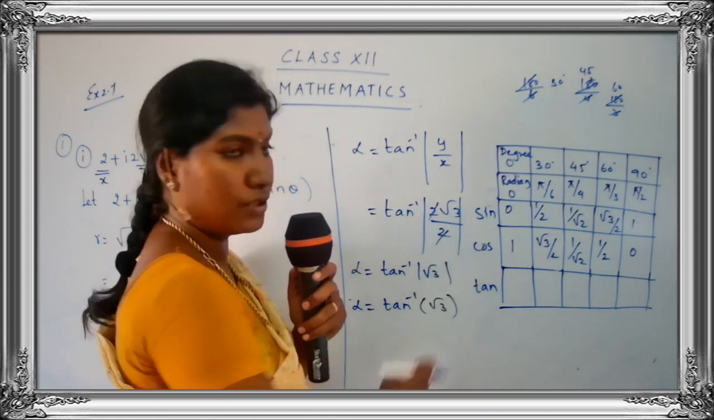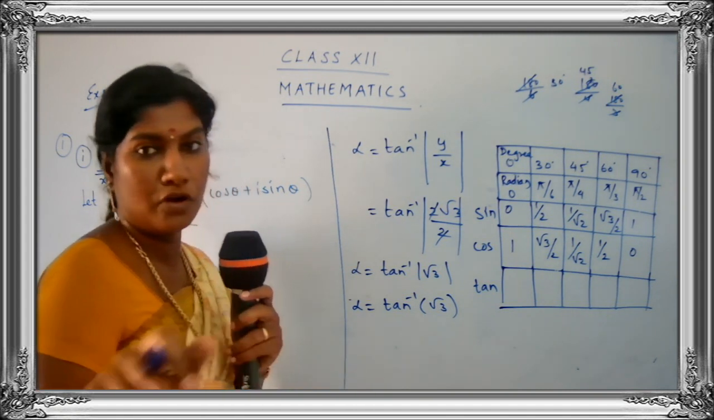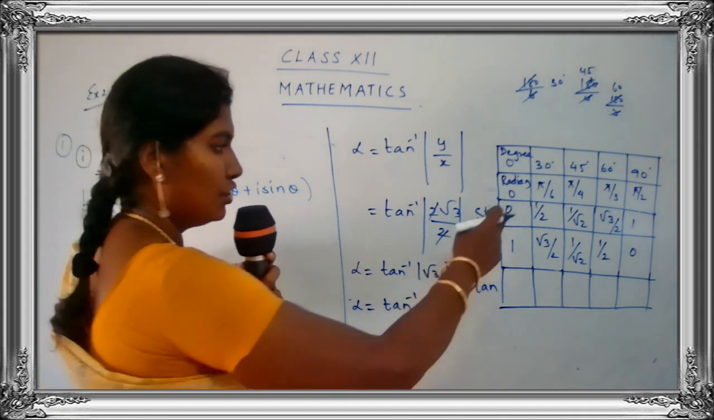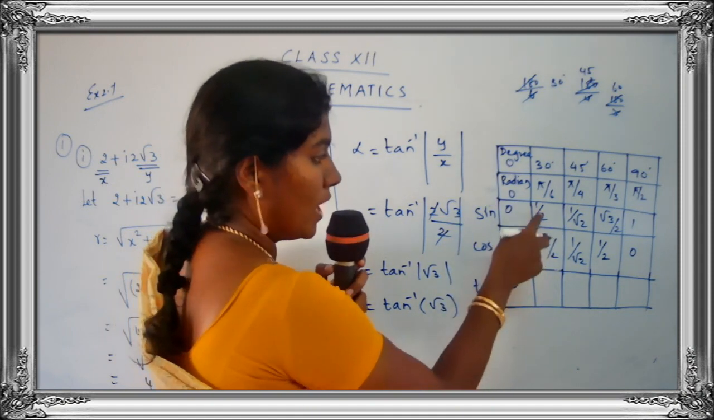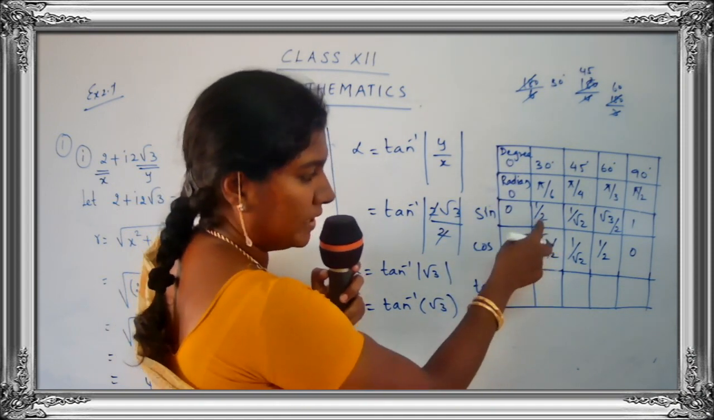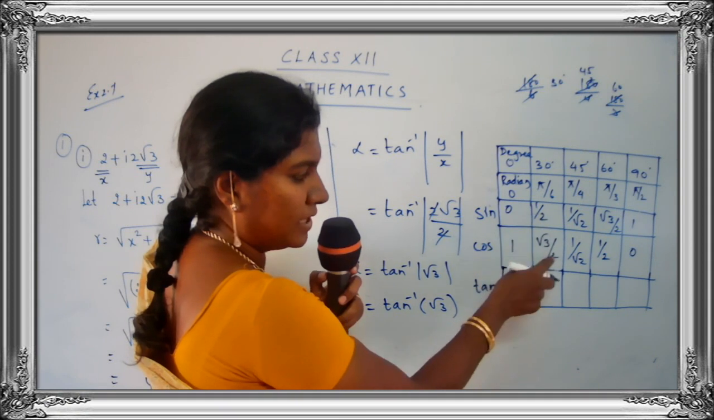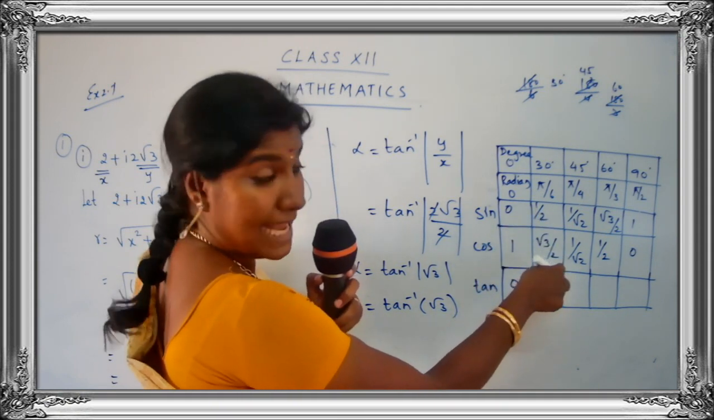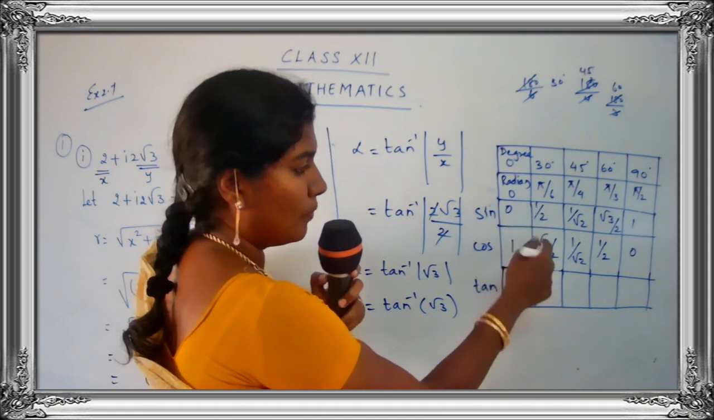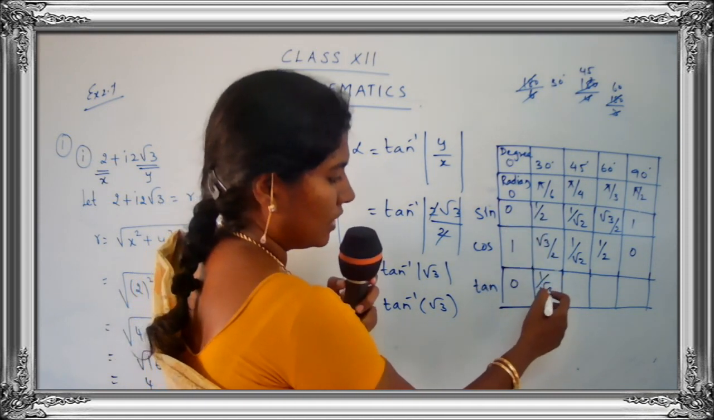If you divide sine and cos, you will get the answer for tan. Sine upon cos is equal to tan. So 0 upon 1 is 0. Now 1 upon 2 divided by root 3 upon 2. The denominators are same, 2, 2, so the denominators get cancelled and you take only the numerator. So what is left here? 1 upon root 3. I hope you are clear.